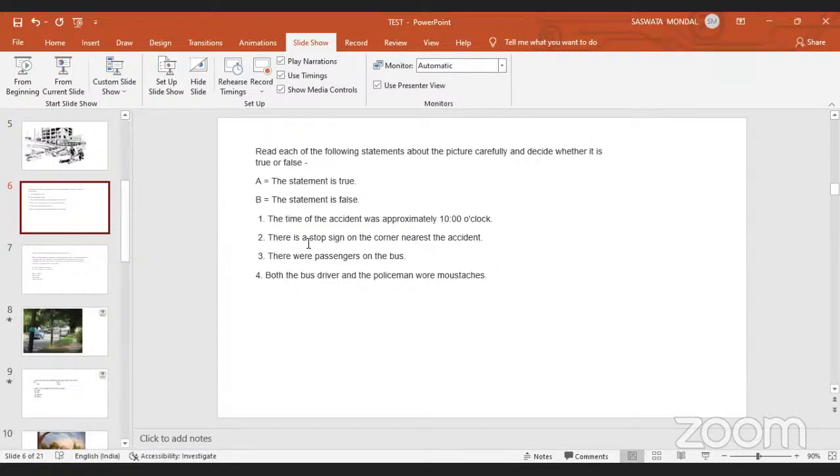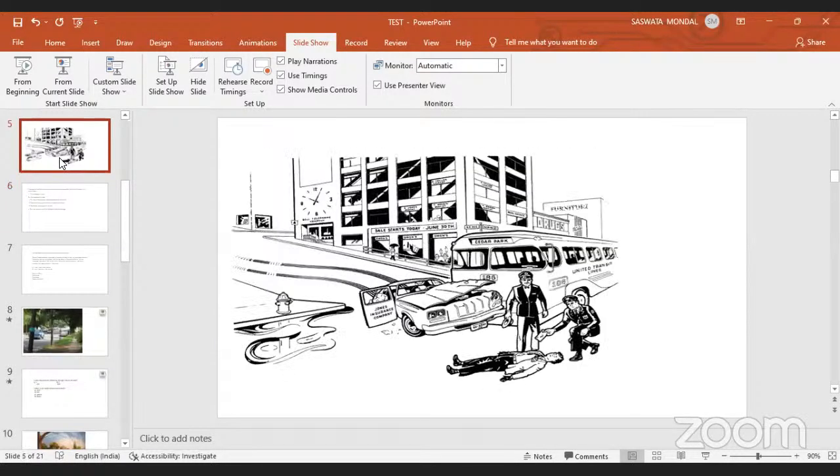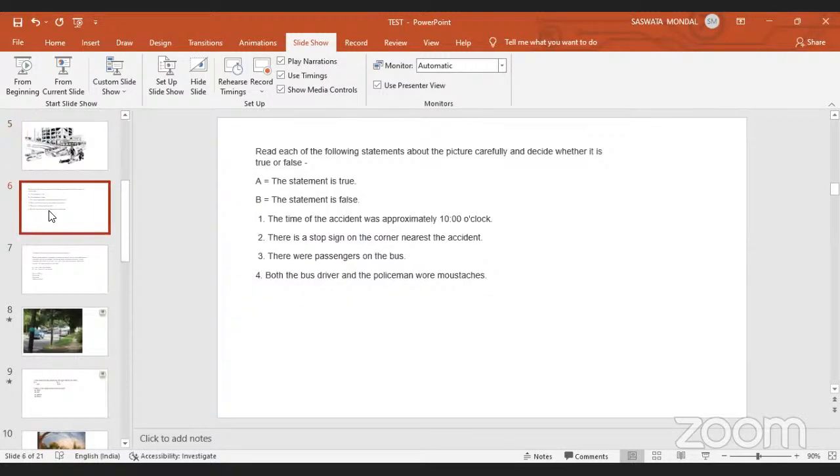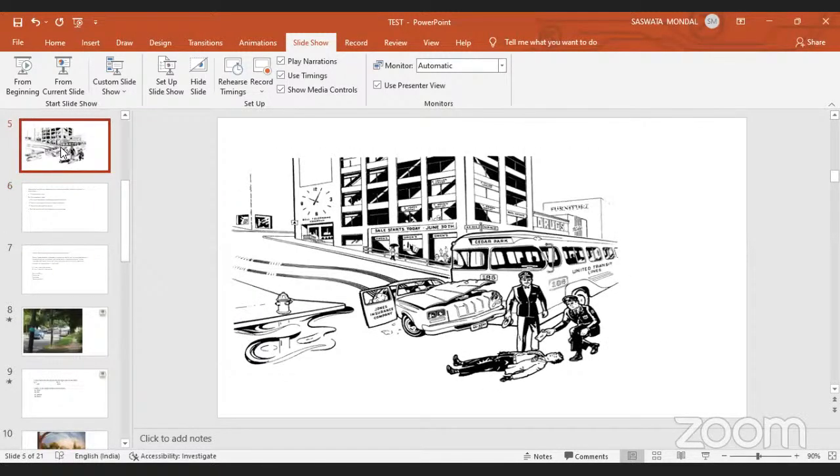Second thing, there is a stop sign on the corner nearest to the accident. Okay. Is there a stop sign? No. There were passengers on the bus. Are there passengers? Yes.